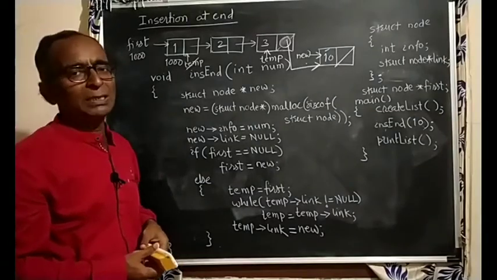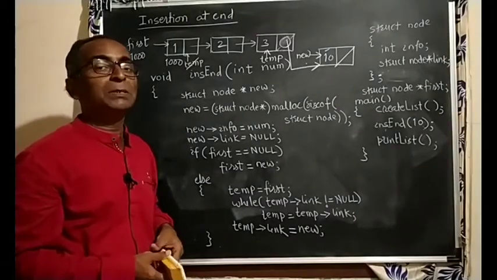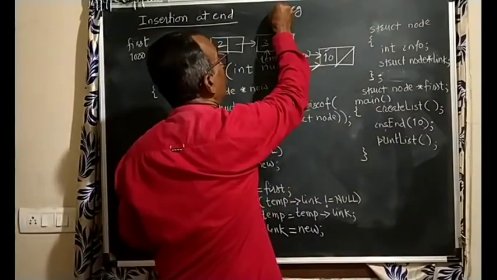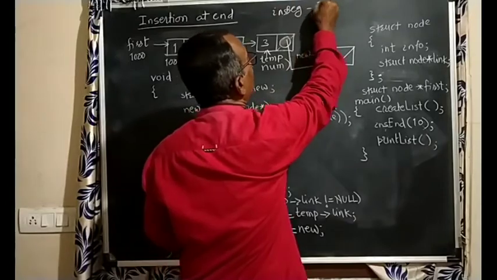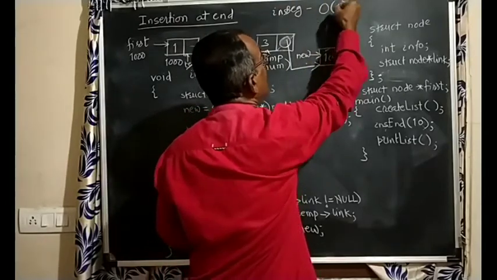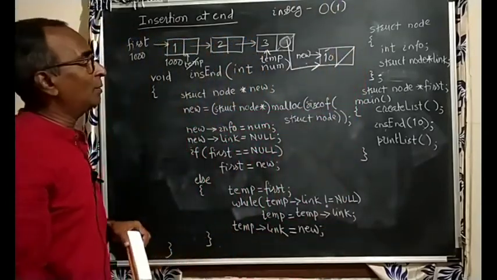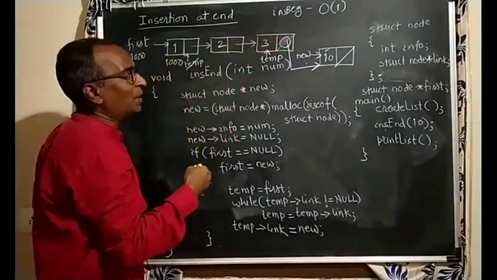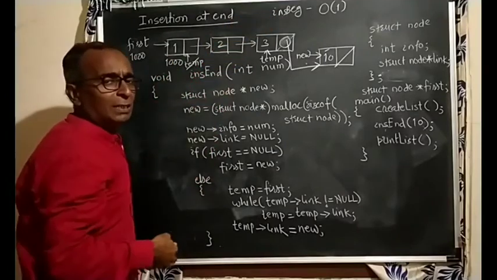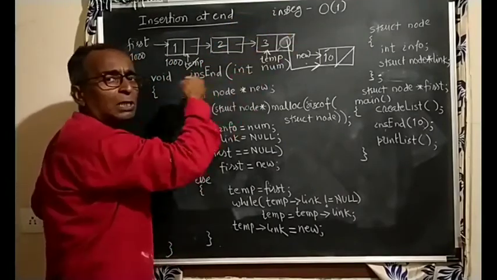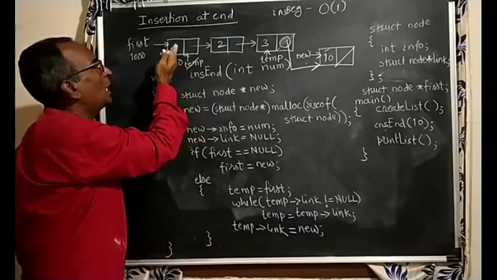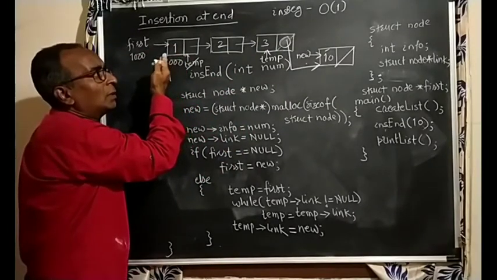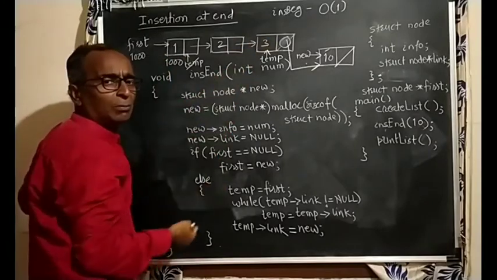Now what is the complexity of this? We have seen insertion at beginning. Insertion at beginning is big O of 1. In constant amount of time we can do that task because there is no need of traversing. It won't depend on the linked list size. There may be 100 nodes, there may be 1000 nodes. If you want to add at first, at the beginning, it will be done in constant amount of time.